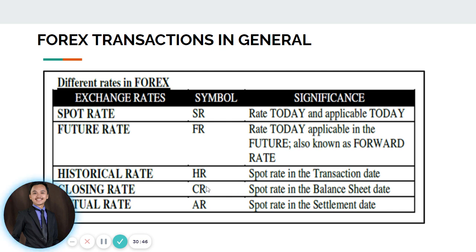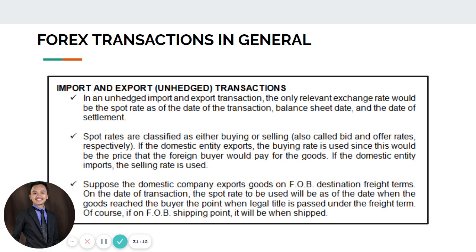We also have historical rate or the spot rate in the transaction date. All right? So historical rate is the transaction date spot rate. Closing rate is the spot rate in the balance sheet date. And the actual rate, guys, is the spot rate in our settlement date. Okay? So please familiarize all these types of exchange rates.